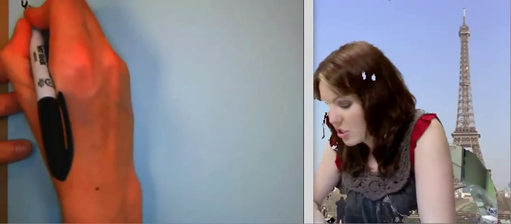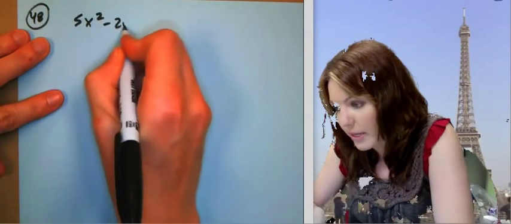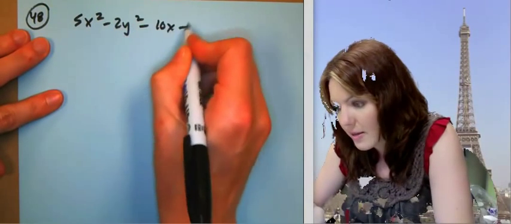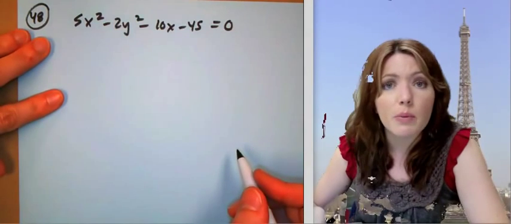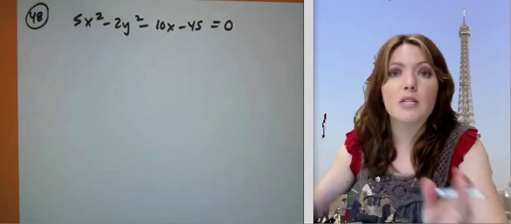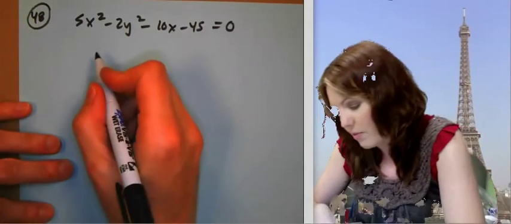Let's go ahead and do number 48 on here as well, and we'll see if we can kind of breeze through this one. So 5x squared minus 2y squared minus 10x minus 45 equals 0. So same concept here. We want to get all the x's and y's on the left side and everything else on the right and go from there.